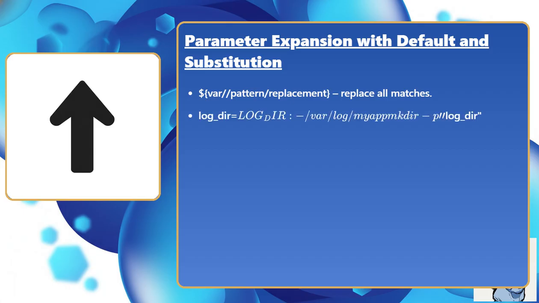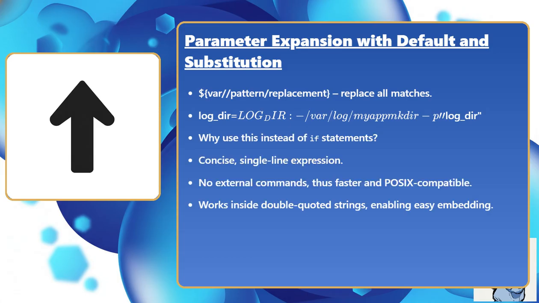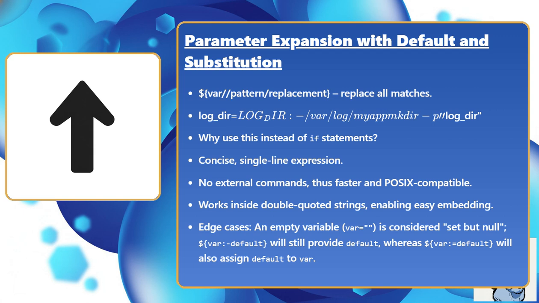logdir=${log_dir:-/var/log/myapp}. mkdir -p "$logdir". Why use this instead of if statements? Concise single-line expression. No external commands, thus faster and POSIX compatible. Works inside double-quoted strings, enabling easy embedding. Edge cases: an empty variable equal to the empty string is considered set but null. ${variable:-default} will still provide the default, whereas ${variable:=default} will also assign the default to the variable.